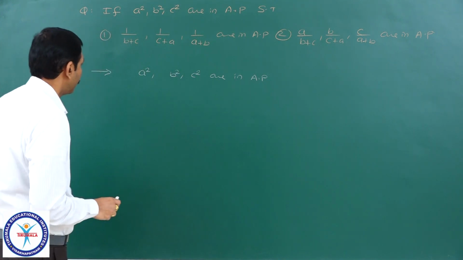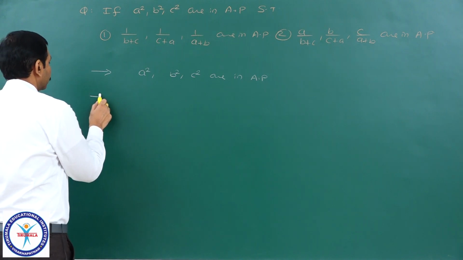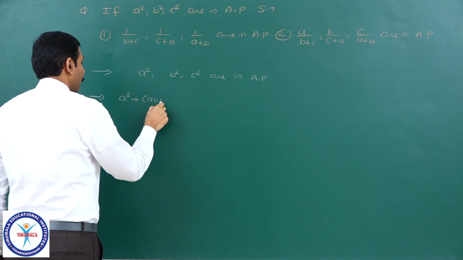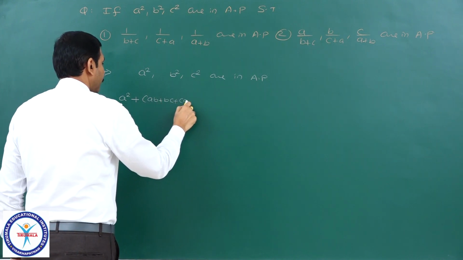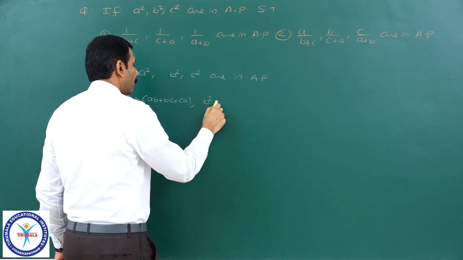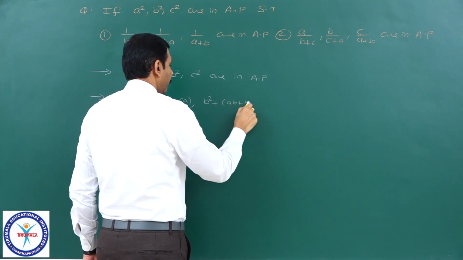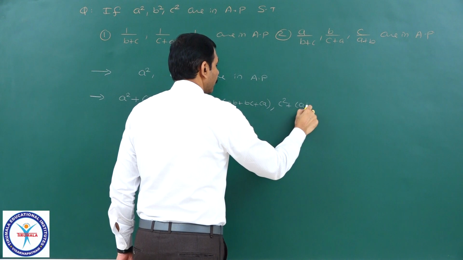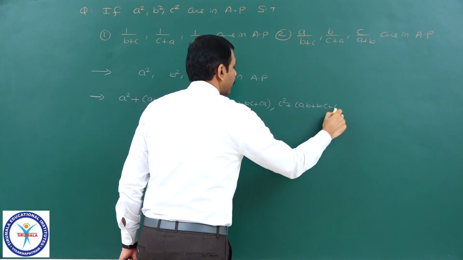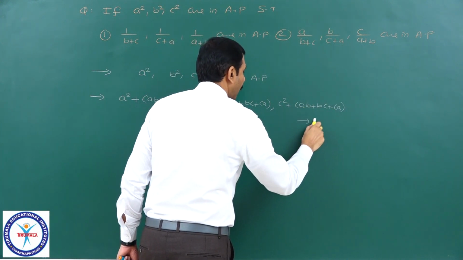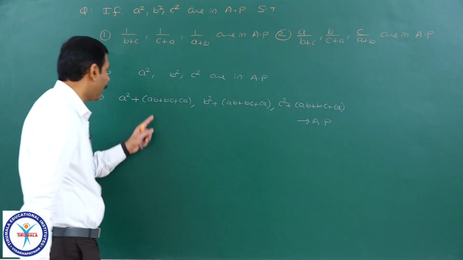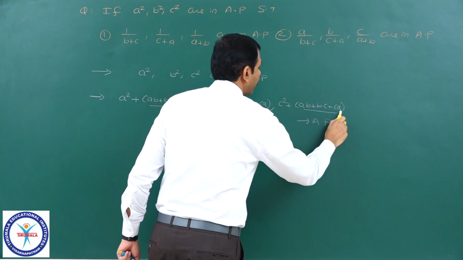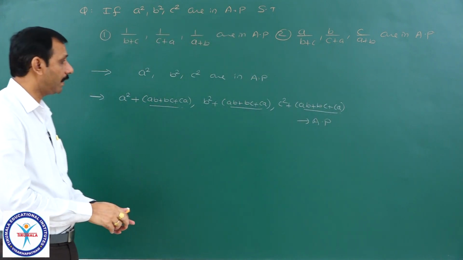See here what I will do. A square plus AB plus BC plus CA, B square plus AB plus BC plus CA, C square plus AB plus BC plus CA. Clearly these are also in AP. Why? Because I have added AB plus BC plus CA, AB plus BC plus CA, AB plus BC plus CA. Why I have added, you see.